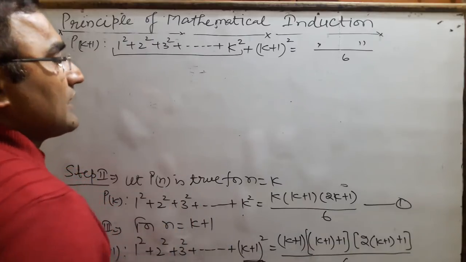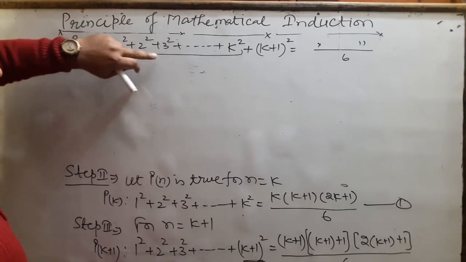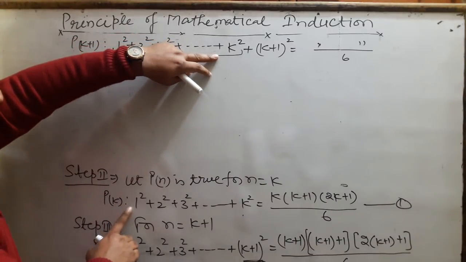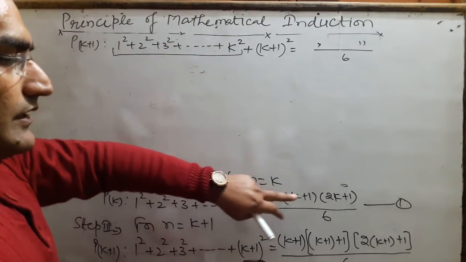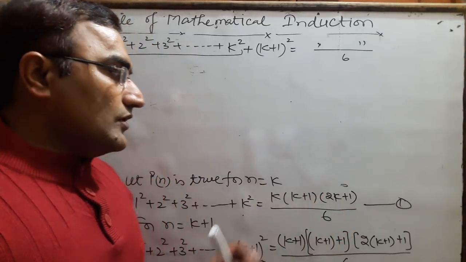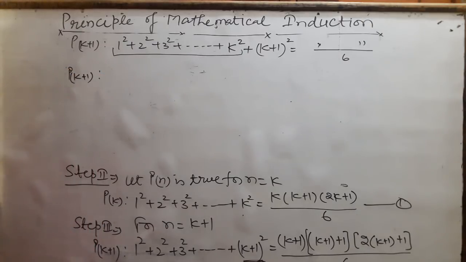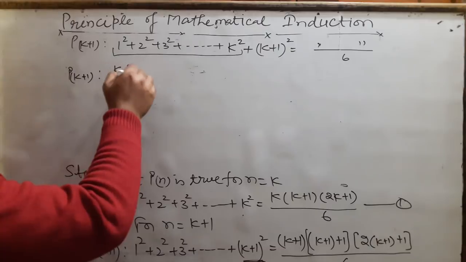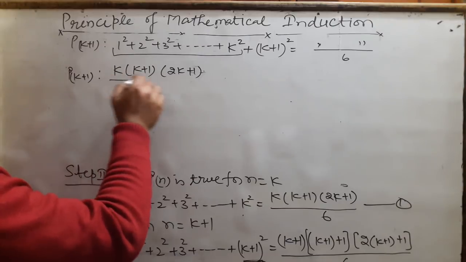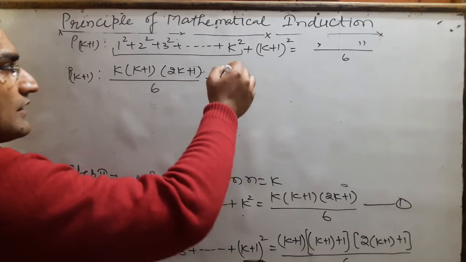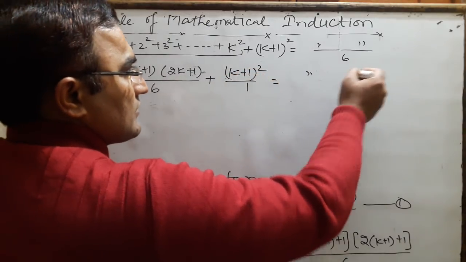First term to second last term always present in equation number 1 for this one. 1 square, 2 square, 3 square and so on k square. Here 1 square plus 2 square plus 3 square and so on k square. Value of this equal to k plus 1, 2k plus 1 upon 6, plus (k plus 1) whole square upon 1, equal to same as.